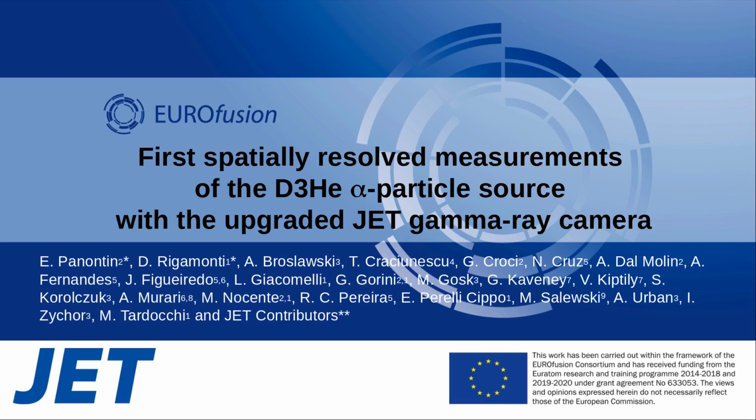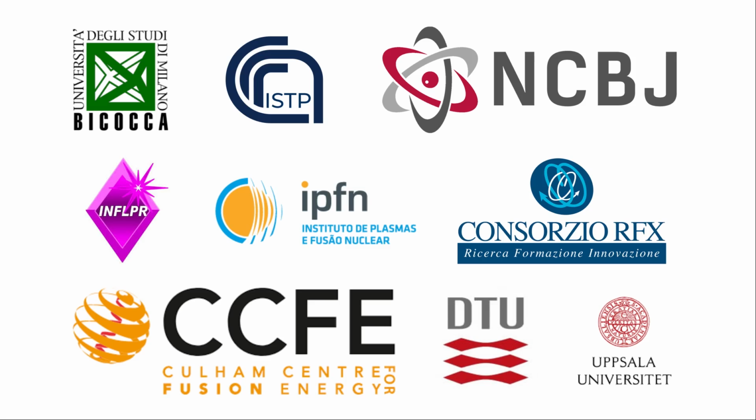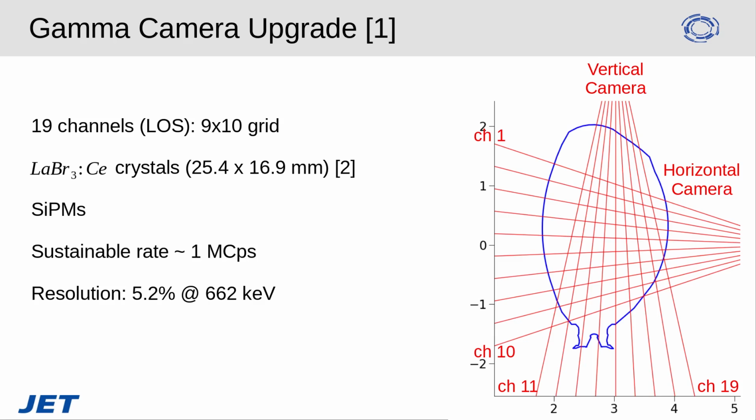Hi, this is Enrico Panontin and I will present the first spatially resolved measurements of the alpha-particle source in deuterium helium-3 plasmas at the Joint European Torus using the data collected with the gamma camera upgrade. This is the result of a wide collaboration under the frame of the JET experiment. Let's start describing the gamma camera upgrade.